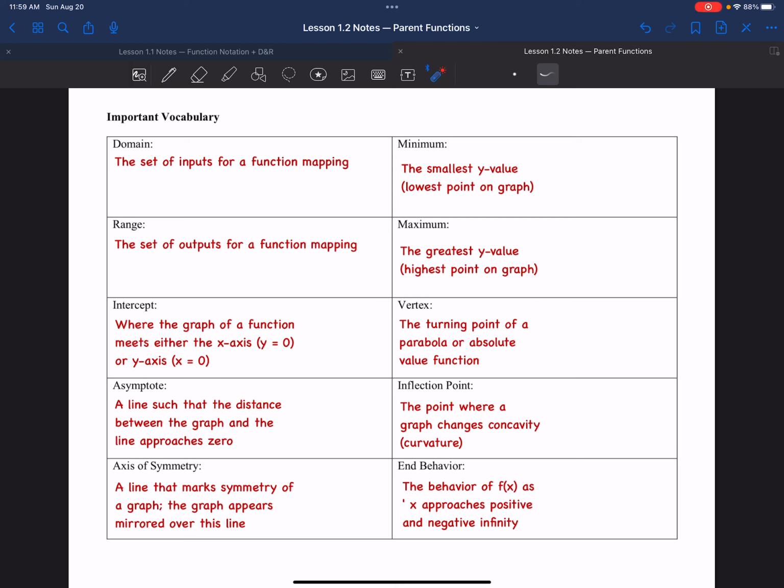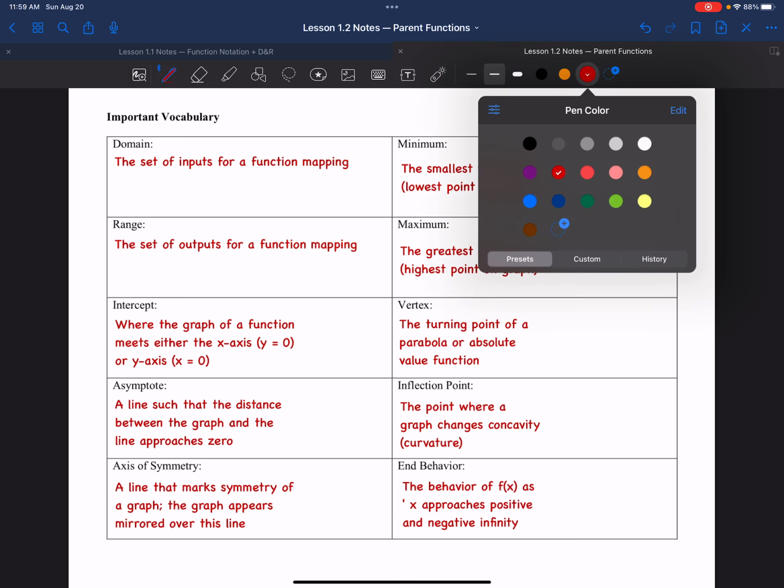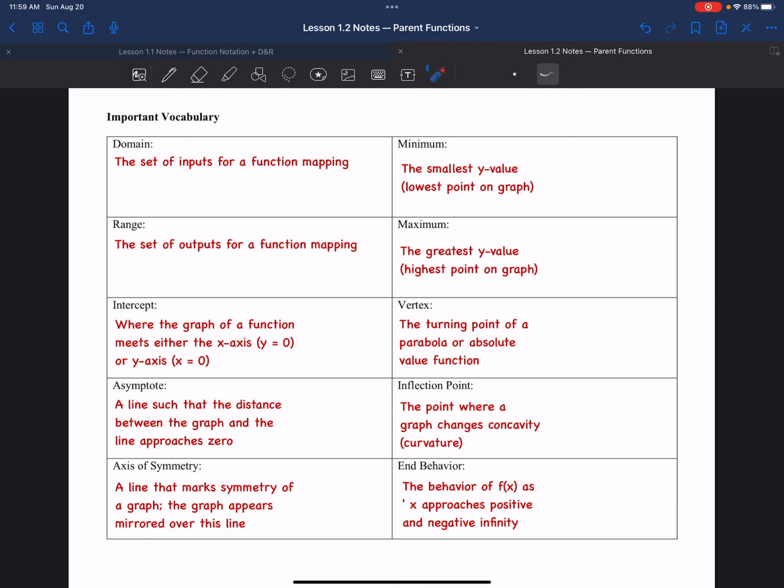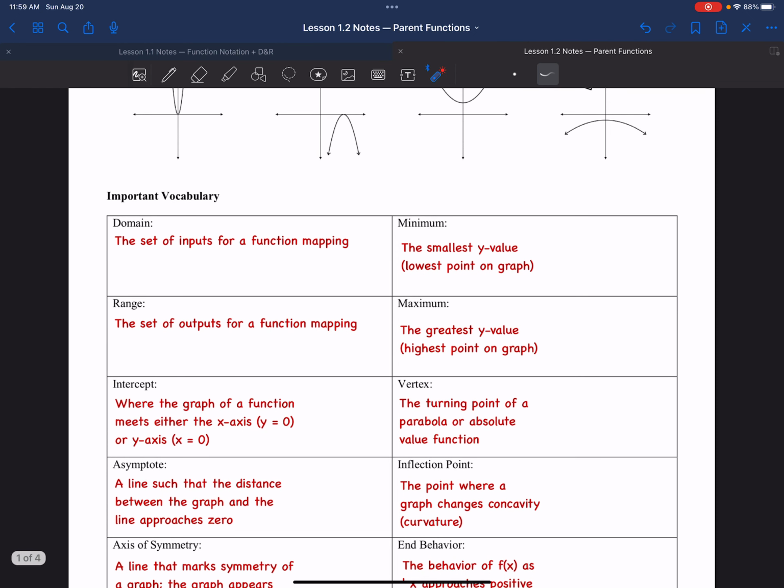Because if we don't know the words, we can't explore the features of the graph, right? Now I'll do this in blue, and I'm only going to quickly go over this. So, domain, we've talked about this, is the set of inputs for a function mapping, right? Remember, I do a set like this, call it A, a set like this, call it B, and then I map elements from A to B, right? A is the domain, B is the range. And so set of inputs is the domain, set of outputs is the range.